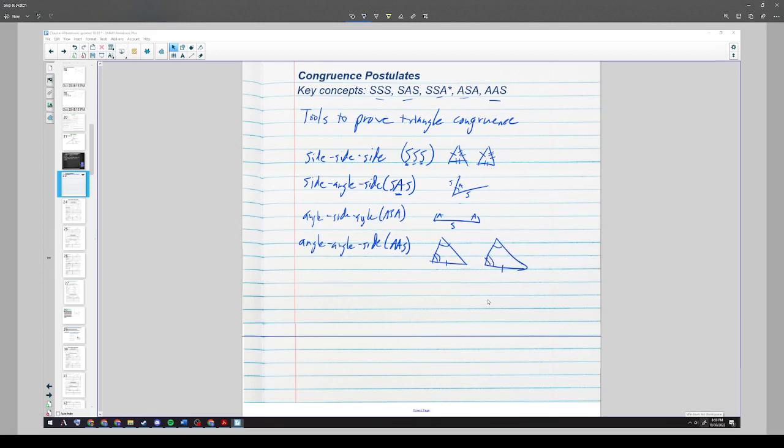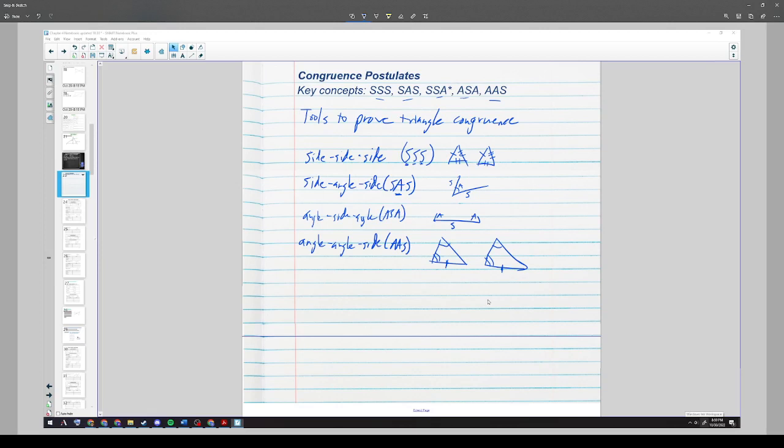So key thing here is the side is not the included side, it is one of the non-included sides. So the two angles are consecutive, and then the side is separate from those.